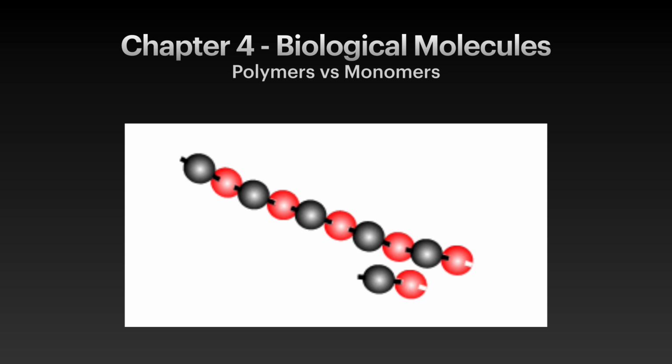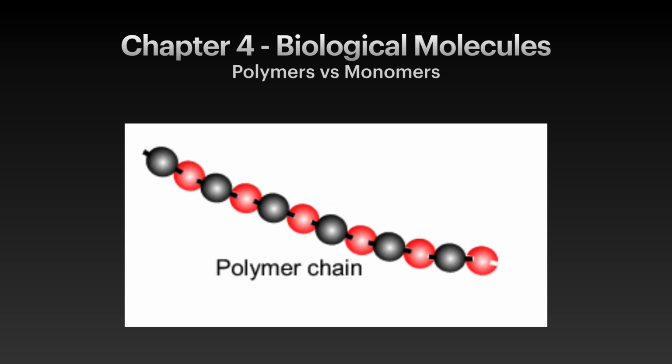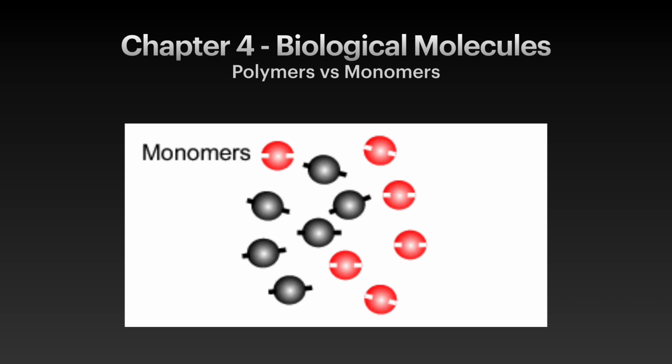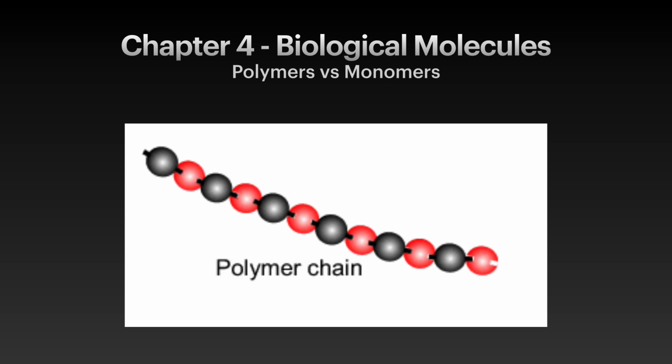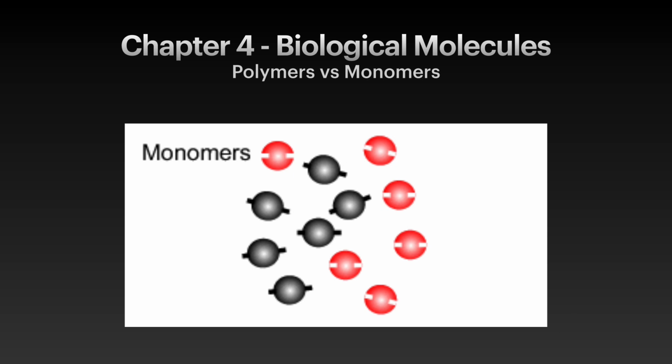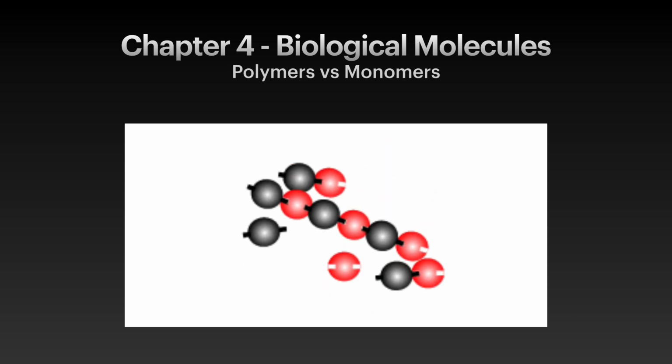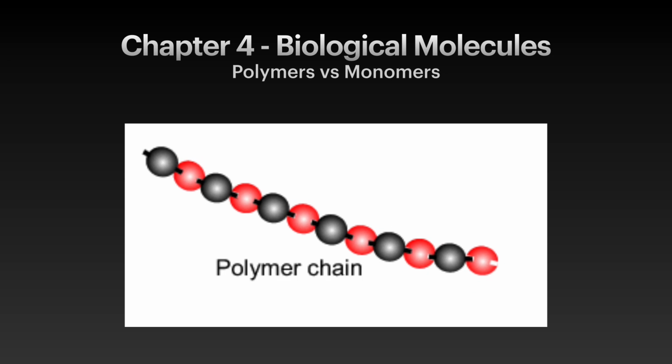Before we delve into the biological molecules, let's see a key concept. Large molecules are made from smaller molecules. We call the large molecules macromolecules or polymers, and the smaller building blocks the monomers. For example, glucose is the monomer of carbohydrates, amino acids are the monomers of proteins, and glycerol and fatty acids are the monomers for fats.